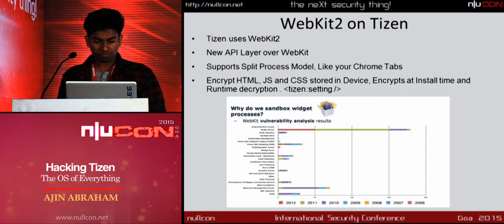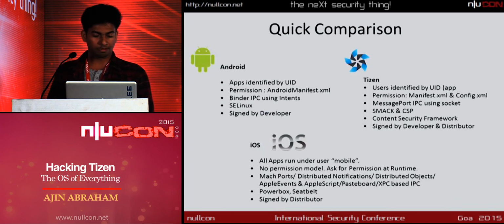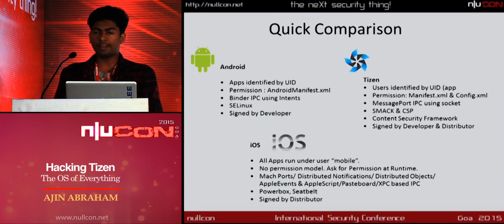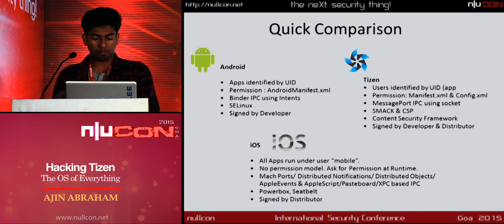And okay, I'm about to end all this theory stuff. So I'll just give a quick comparison about Android, Tizen, and iOS. So in Android, every application is identified by a UID. In Tizen, every user created app has a UID app. And in iOS, all apps run under mobile.